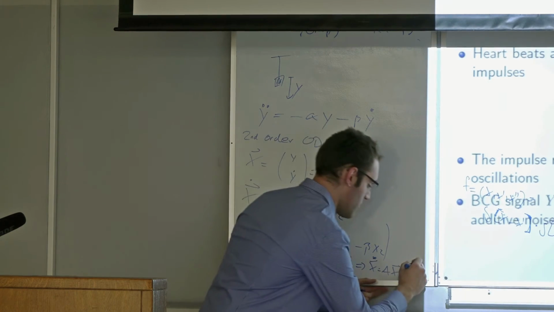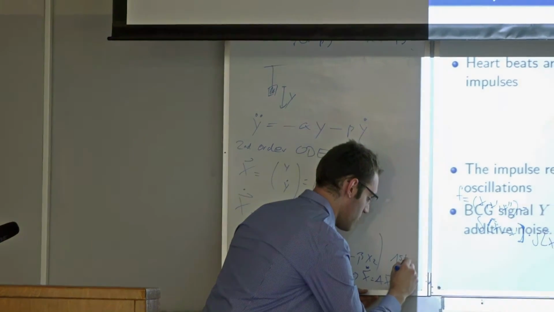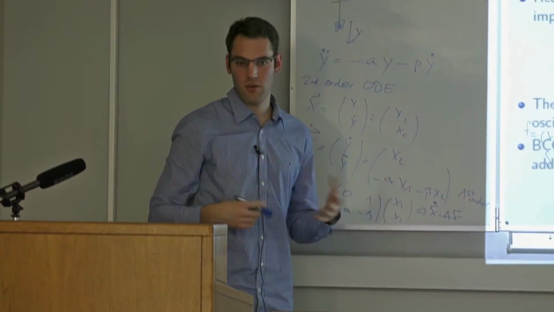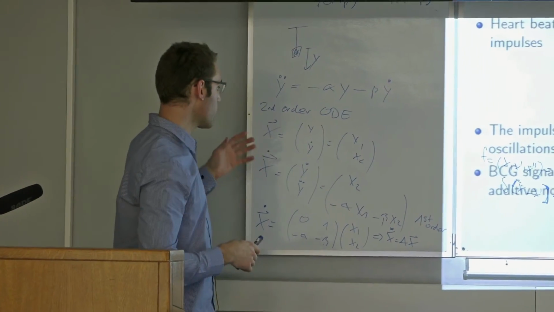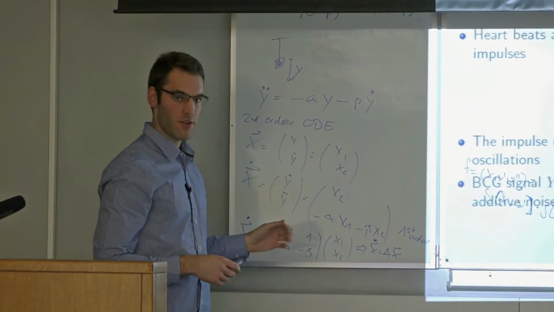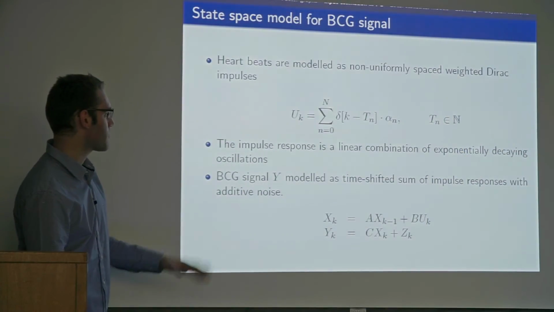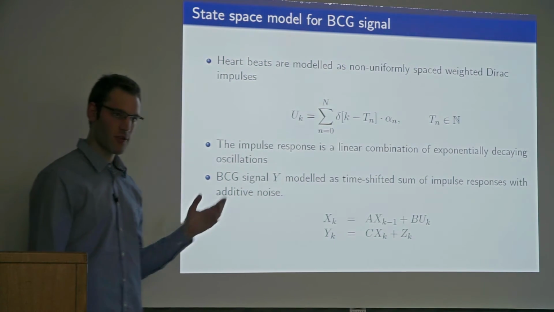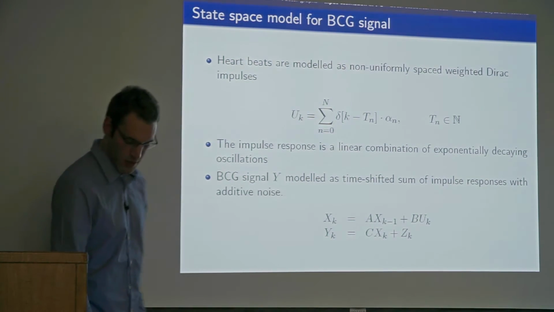So this is first order. So you can transform any ordinary differential equation of nth order with constant coefficients into a first order differential equation. So now that we see that we can take any nth order differential equation and transform it into first order, it's equivalent to a state space model.